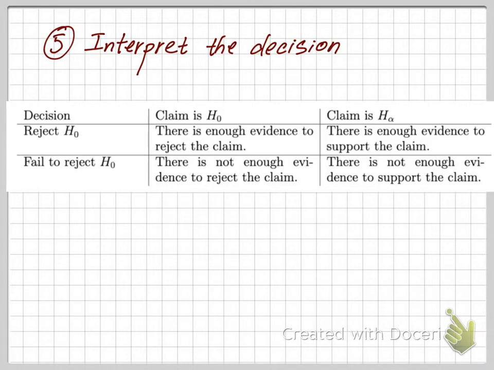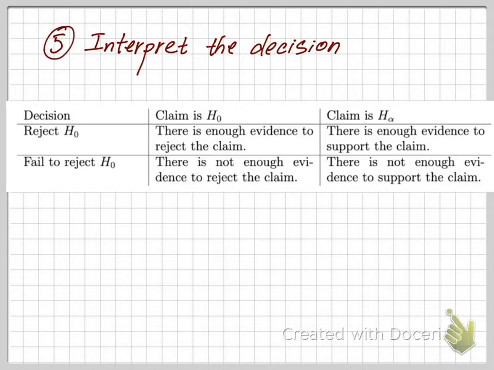And if your claim is the alternative hypothesis, and you reject the null hypothesis, then you can say that at alpha level, there is enough evidence to support the claim, because at this point you are rejecting the null and the claim is in the alternative. That means you have enough evidence to support the claim.